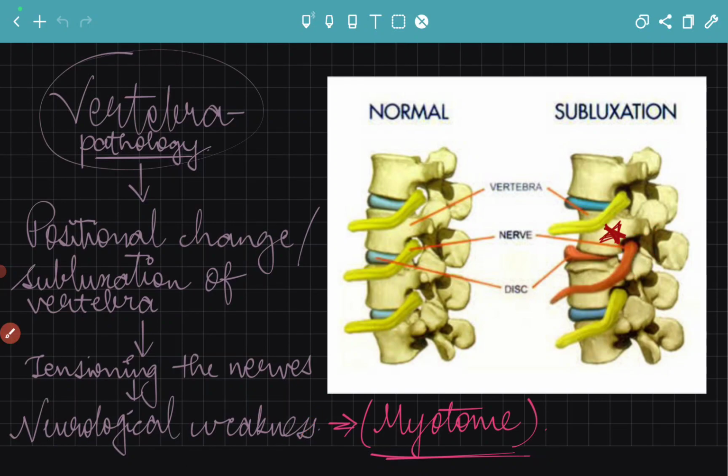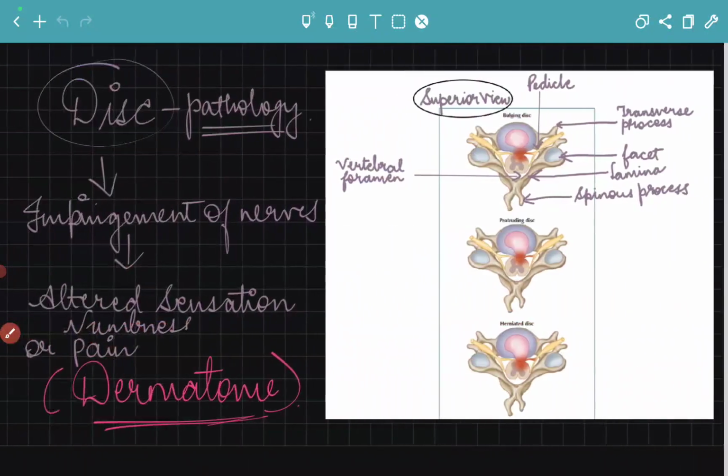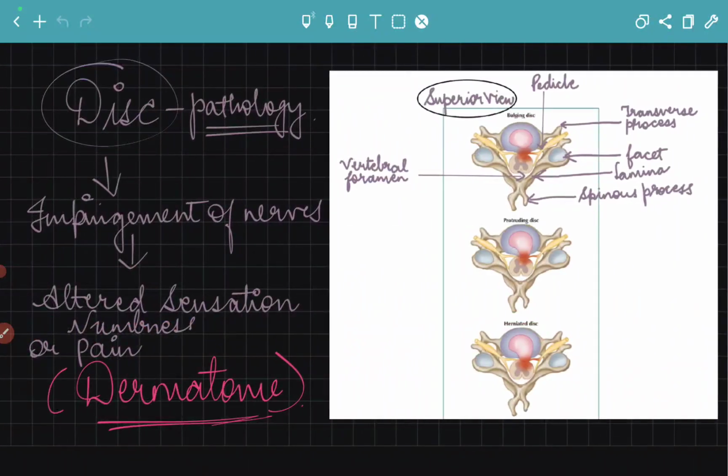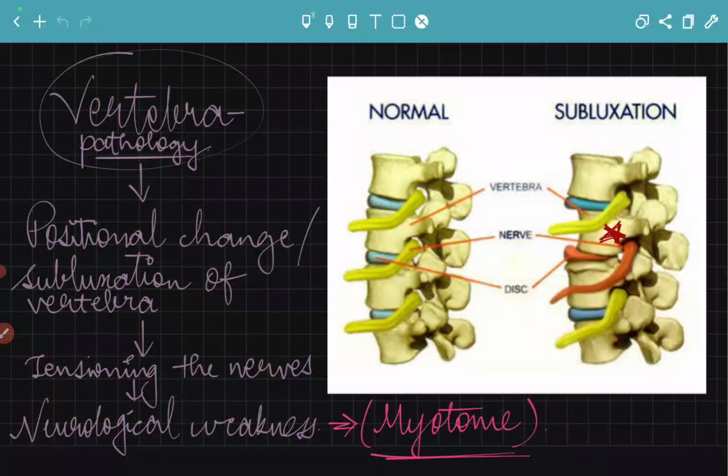So in this manner, we can distinguish between the problems arising from the disc and the problems arising from vertebral pathology. There is one more thing, facet joint syndrome. We will discuss certain topics which are linked with one another, one by one, in the upcoming series. So for this series, this was it to understand disc and vertebra pathology.